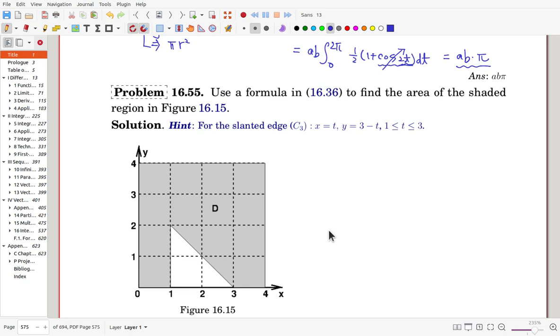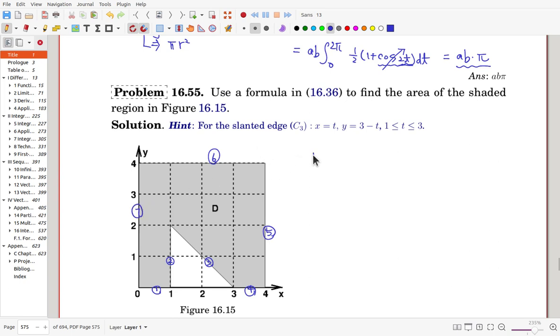Now let's try to get the area of this shaded region. Part by part, you have to get the value. That is the first portion, the second portion of the boundary, the third one, the fourth one, the fifth one, the sixth, and finally we have the seventh one.